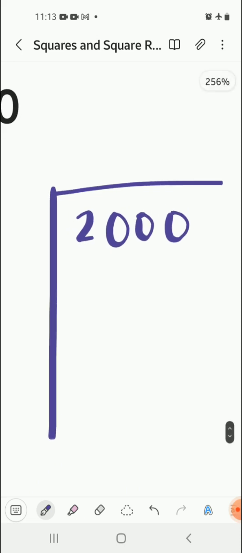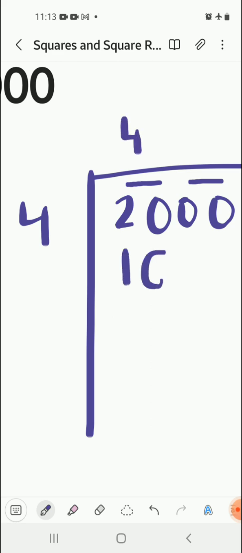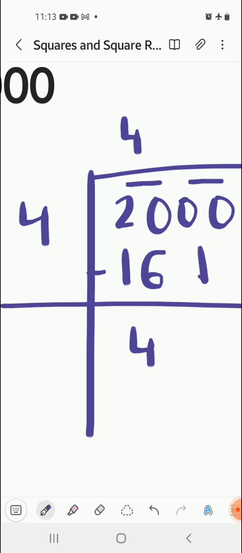First step, make pairs from right to left. So we have two pairs. The first pair is 20. The closest square to 20 is 4 into 4, 16, because 5 into 5 would exceed the number, becoming 25. Subtract, and we get 4. The next pair moves down, that is the two zeros.